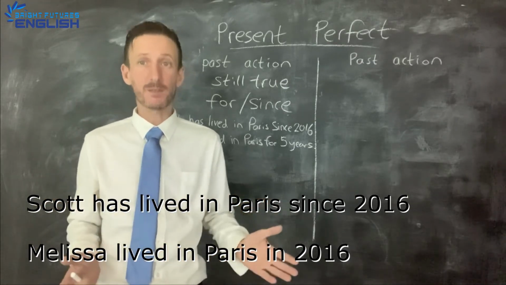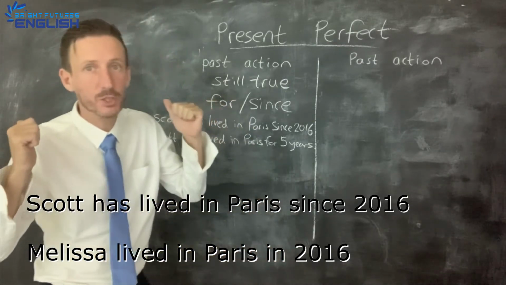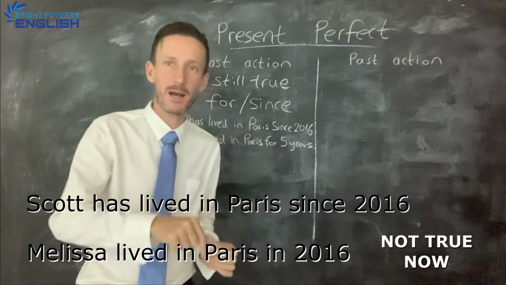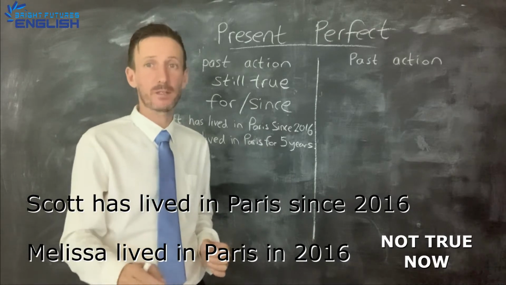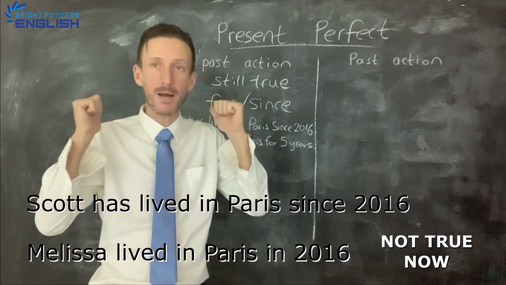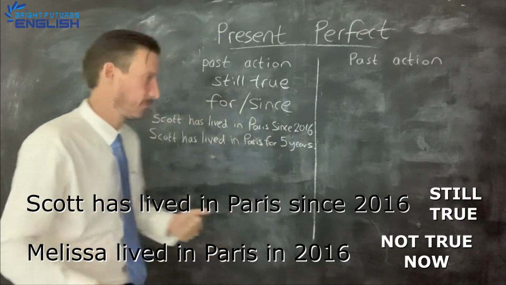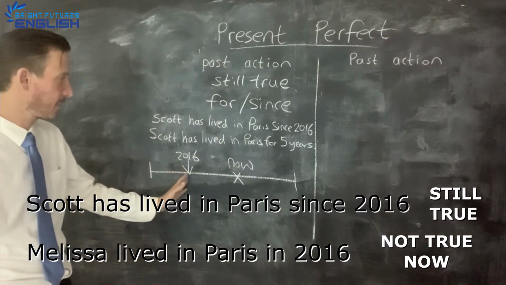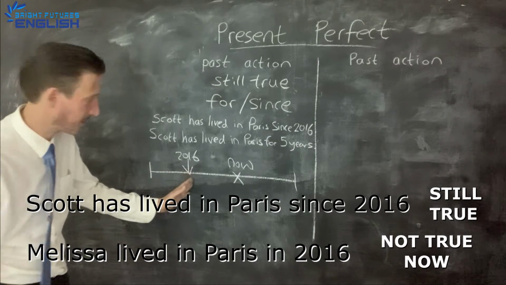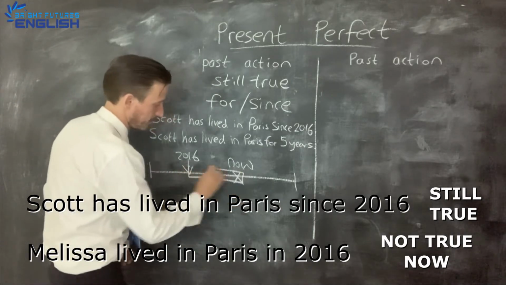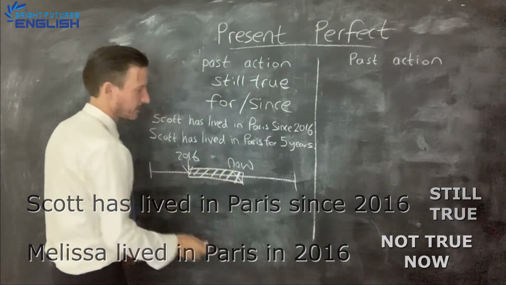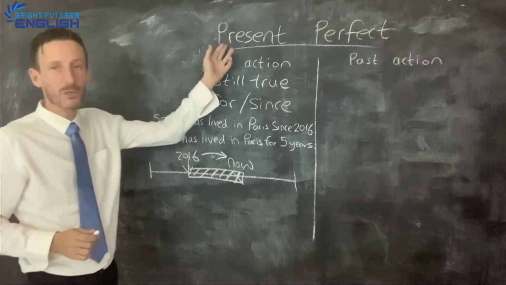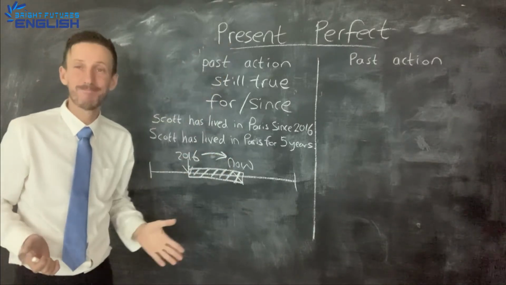The simple past sentence is talking about a past action that has finished. Melissa does not live in Paris now. The present perfect sentence is talking about a past action that's still true. Scott started to live in Paris in 2016, and Scott still lives in Paris. So this makes sense for it to be called the present perfect.